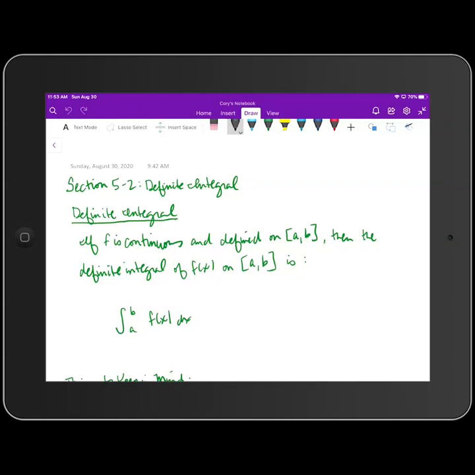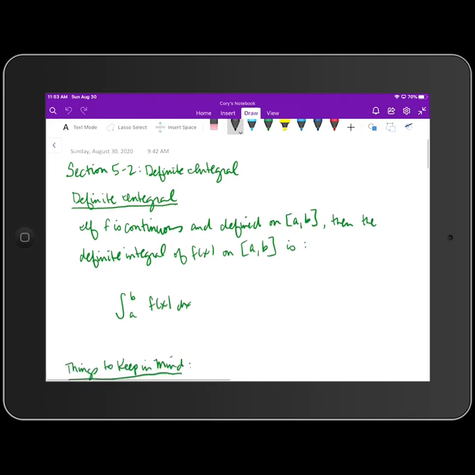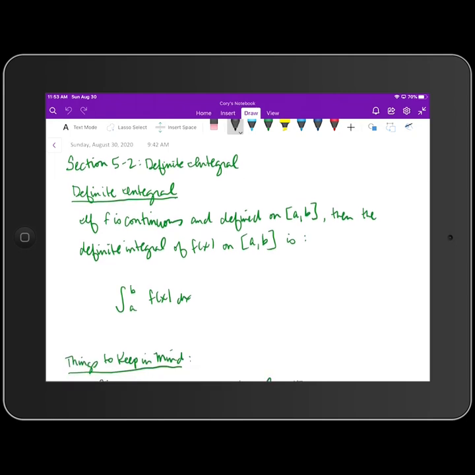Okay, so we're going to continue in chapter 5, looking at the definite integral in this section 5-2. We're going to first start by taking a look at what a definite integral is and what it calculates. We'll look into some properties of definite integrals, and then we'll take a look at evaluating definite integrals as well.